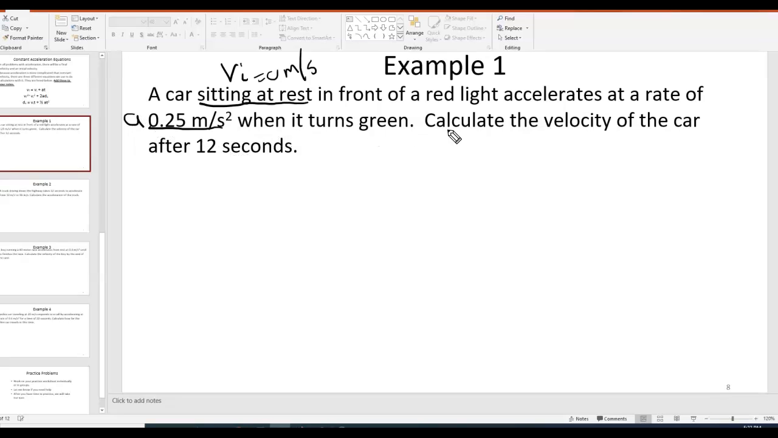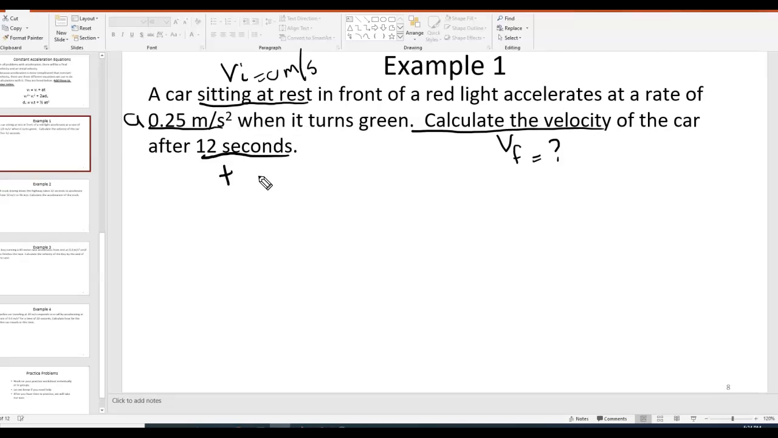So the light turns green. I'm asked to calculate the velocity. Now the equations have 2 velocities in them, but because we already have the initial velocity, that means this problem is asking me for the final velocity. That is my unknown. That's what I'm being asked to calculate. And I'm also given a time of 12 seconds.